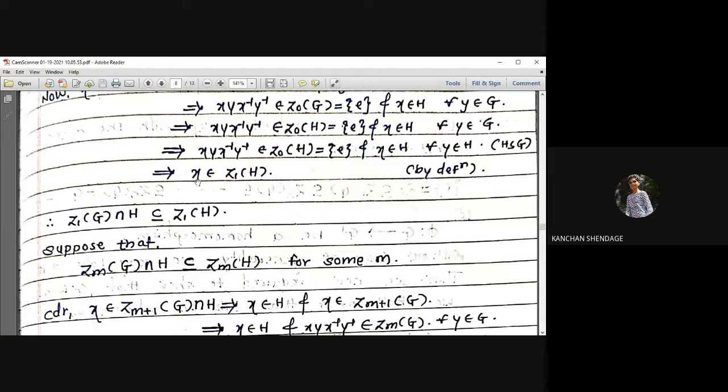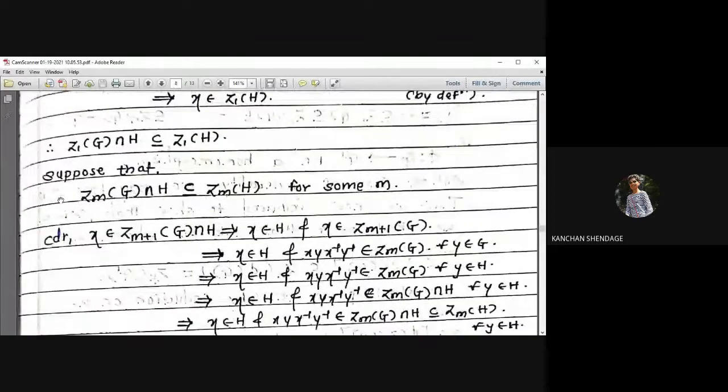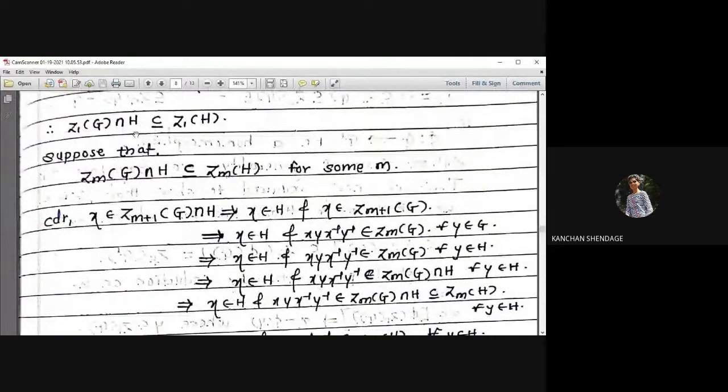Okay, उलटा बघा, if x belongs to Z1 of H, it means that x inverse y inverse belongs to Z naught of H, which is equal to singleton. Okay, so this is the definition of Z1 of H by the definition. Okay, it means that we take an element x from Z1 of G intersection H, but here we get x belongs to Z1 of H. It means that Z1 of G intersection H is contained in Z1 of H. Okay, so this is true for n is equal to 1.